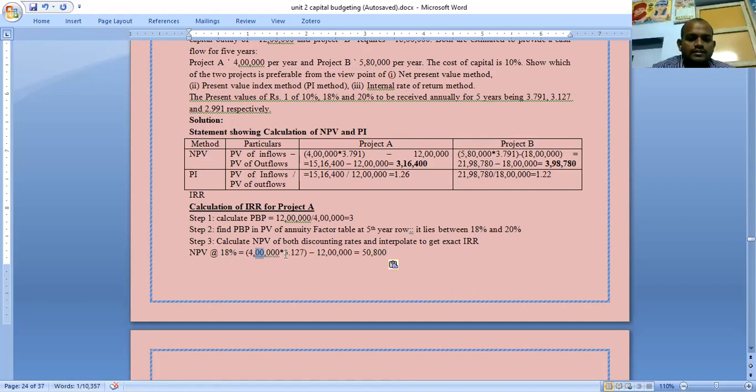Inflows are 4 lakhs. We have to multiply this 4 lakhs with the 3.127, which is the present value of annual factor at 18%, minus present value of outflows 12 lakhs. So it comes around 50,800.